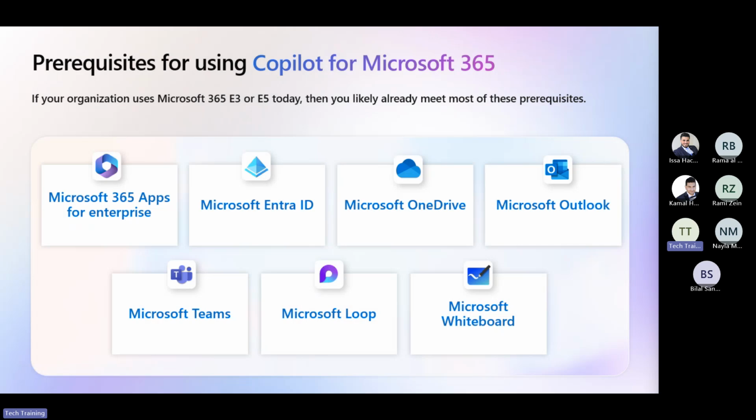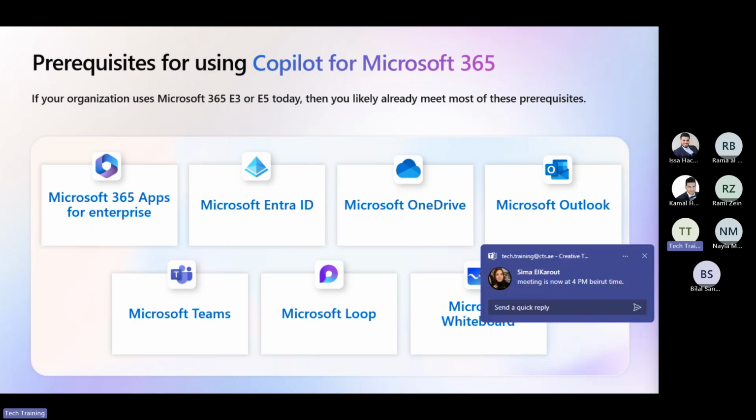If your organization uses E3 or E5, you are already ready for the installation. These are the most important prerequisites, that you have Microsoft 365 for enterprise. These are the licenses required for the installed applications. They should have at least Microsoft 365 applications for enterprise installed in their computers. They, of course, can use the online version that also supports that.